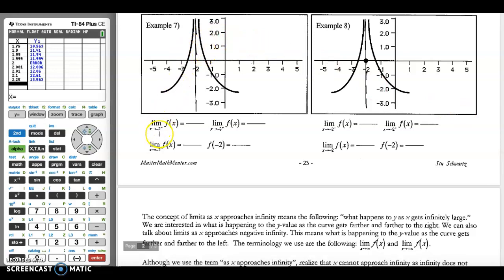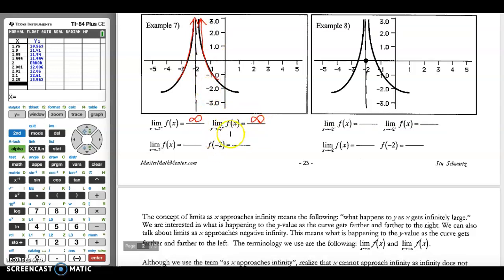All right, so in example 7, now I'm approaching -2, which is where my asymptote is. So as I approach -2 from the left-hand side, I'm just following my graph. And as I get closer and closer to -2 from the left-hand side, my graph seems to go up forever. So we would say it goes up to infinity. From the right-hand side, we do the same thing, just kind of follow it up. So we get up forever, so that's also positive infinity.